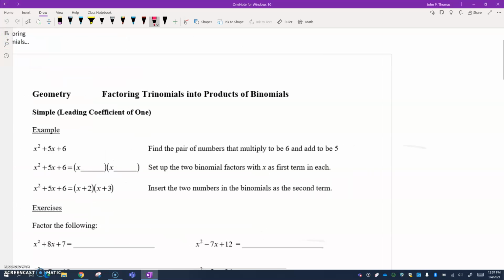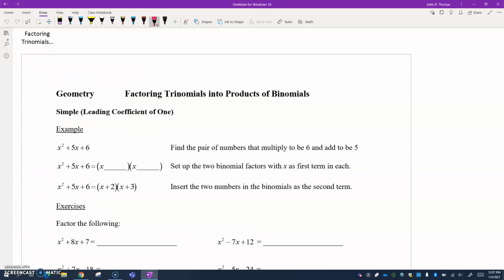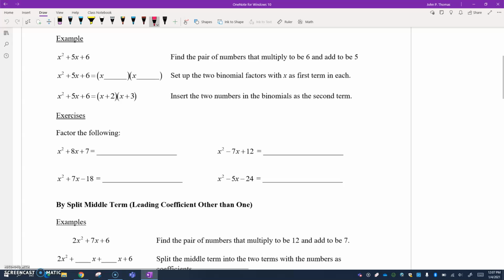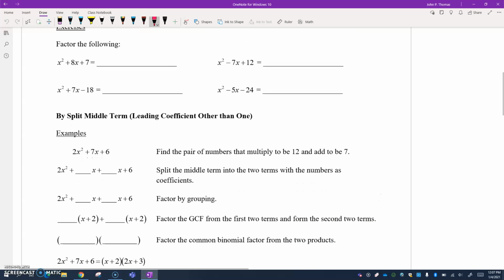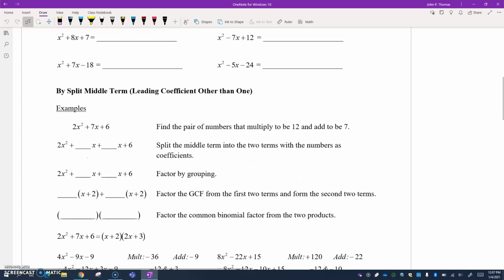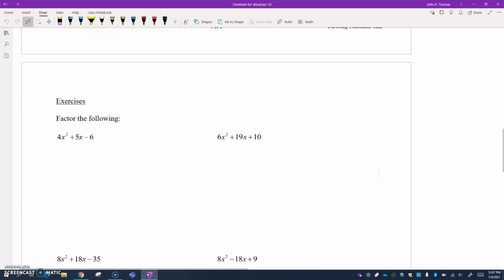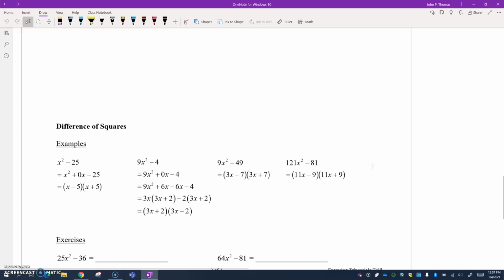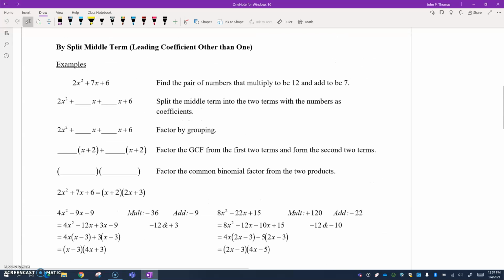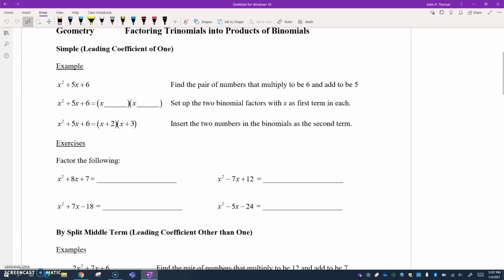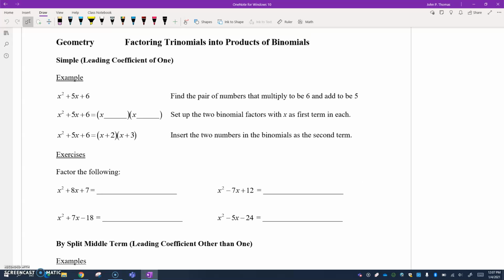Okay, so let's take a look at a quick review of factoring. We're going to break it into three categories. We're going to factor some simple quadratics where the leading coefficient is 1. Then we're going to take a look at using a method called split middle term to factor when the leading coefficient isn't 1. And we might also touch on difference of two squares, which is going to be a third method of factoring. So starting off with the first and kind of easiest method is when the leading coefficient's 1.